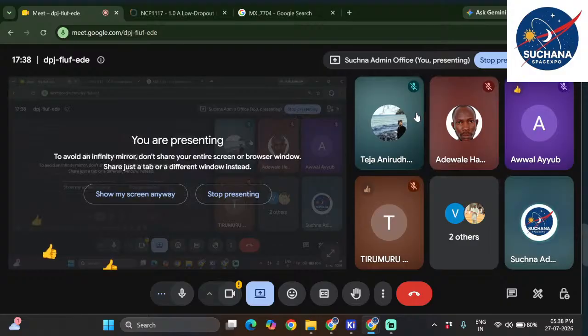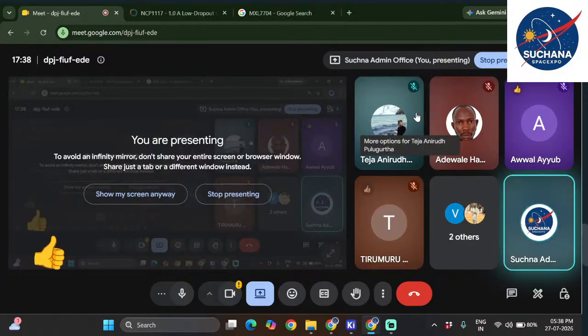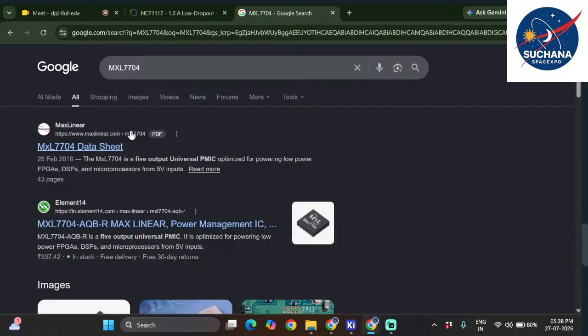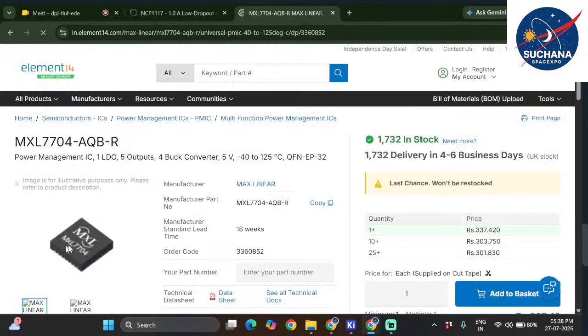Yeah. So PMIC means power management IC. See what I told earlier, like NCP 1117 IC. NCP 1117 IC is not actually a power management IC. But coming to MXL 7704, this is a power management IC. Okay, complete power management.